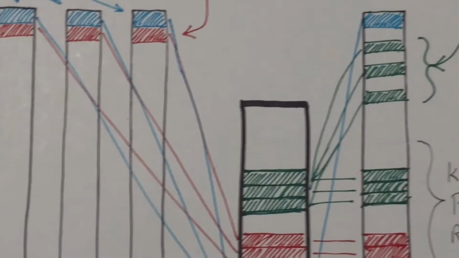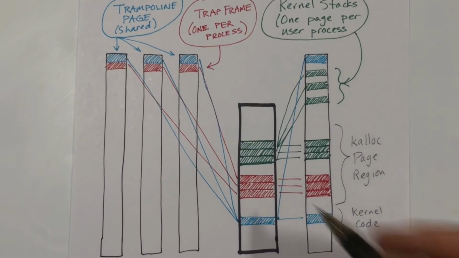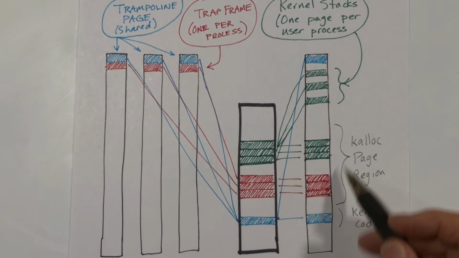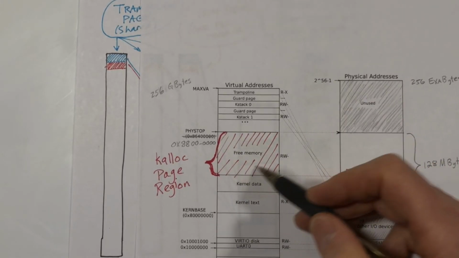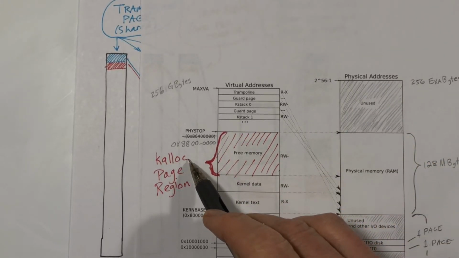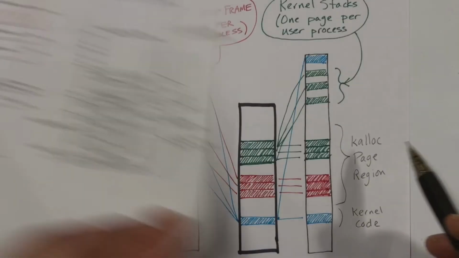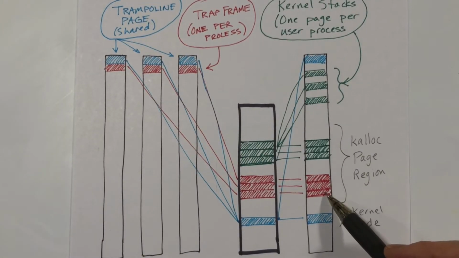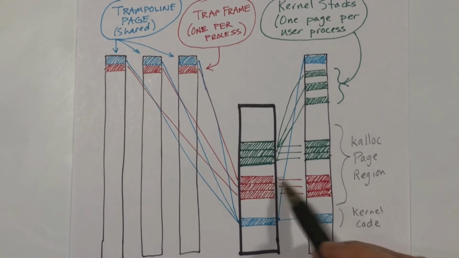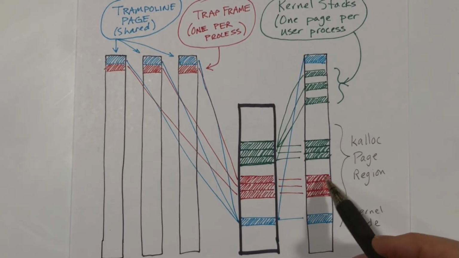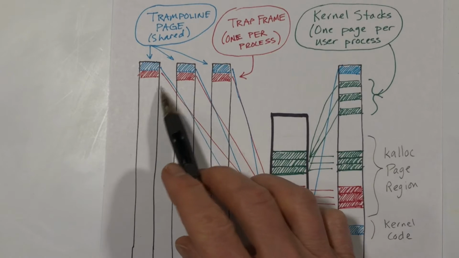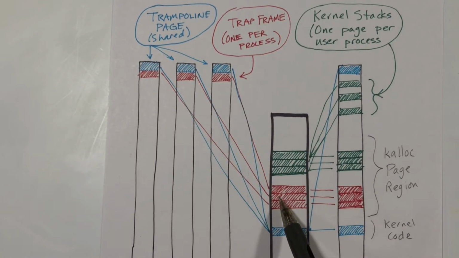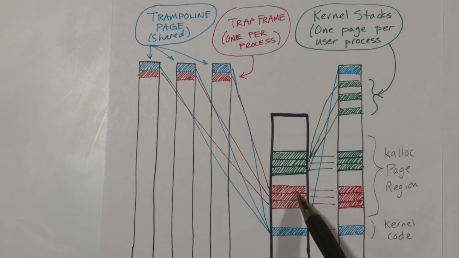The trap frame pages will be allocated when the kernel starts up, and they will be allocated somewhere in the free region. So they will be allocated somewhere in this region here, where the pages that are used by kalloc and kfree are kept. And so I'm showing them mapped somewhere in that region. Of course, all of physical memory is direct mapped, so the kernel can access them directly if it needs to. But the page tables for each one of the user processes will map those trap frame pages into one of the pages that was obtained with a call to kalloc.